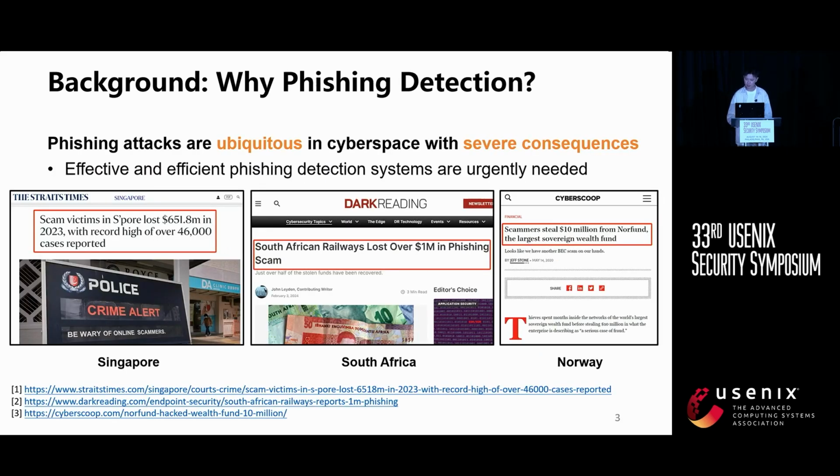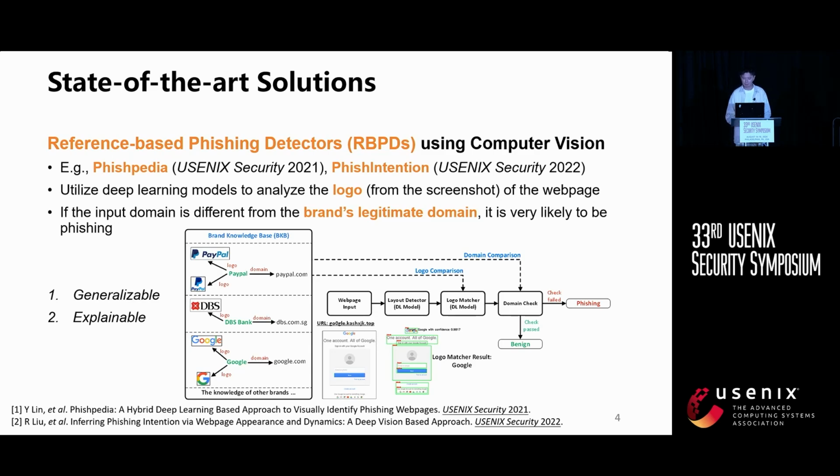And in recent years, there are a large number of financial losses due to phishing campaigns, and that's why we need to develop effective and efficient phishing detectors. In recent research, there is a type of method called reference-based phishing detector. They are regarded as the state-of-the-art phishing detectors because of their generalizability and explainability.